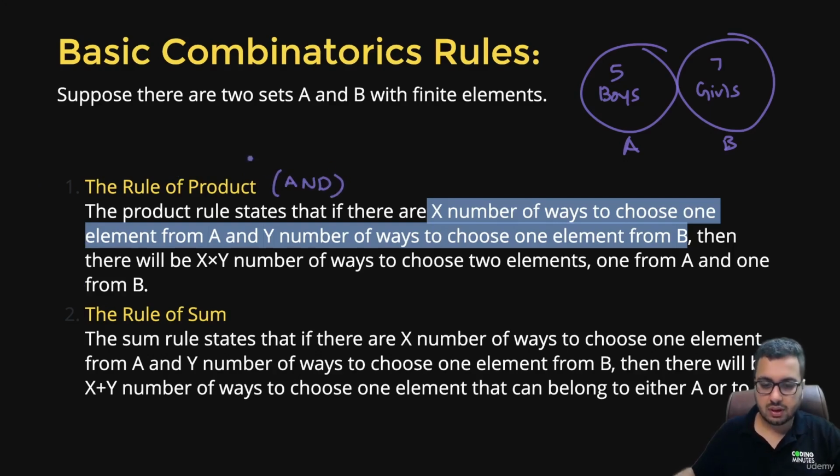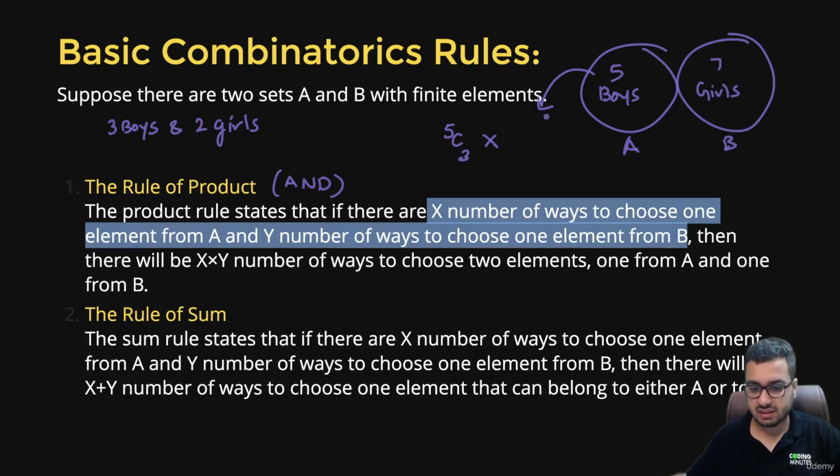This will be used when there is an "and". Suppose I say, choose 3 boys and 2 girls. You will say, I can pick 3 boys in 5C3 ways, and I have to pick 2 girls, so those girls can be picked in 7C2 ways. Here you will see there is a multiplication because we want both the answer from the left set and the answer from the right set, that is set B.